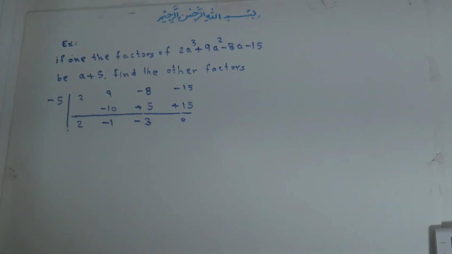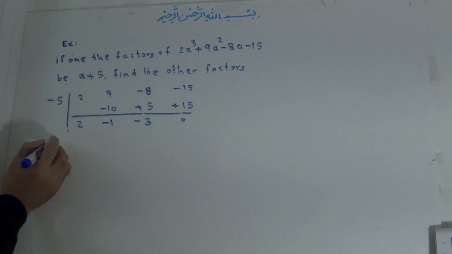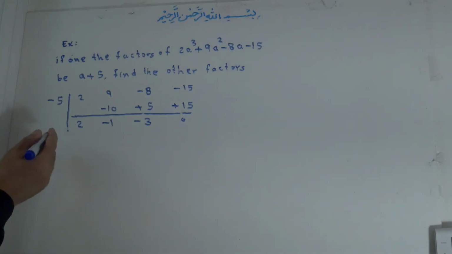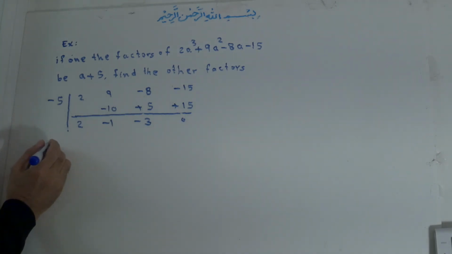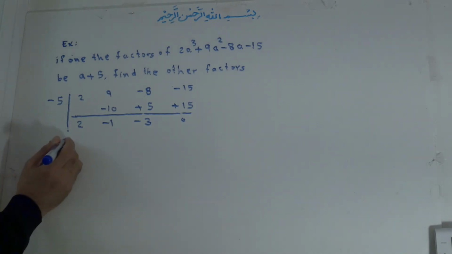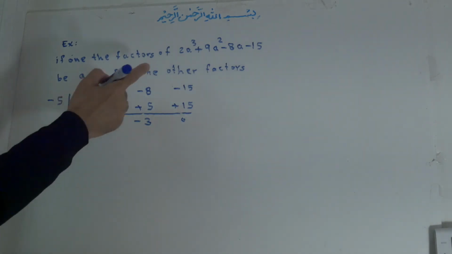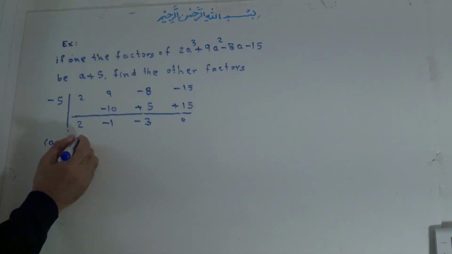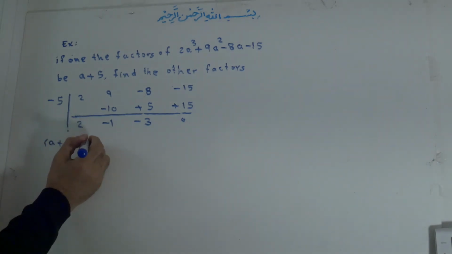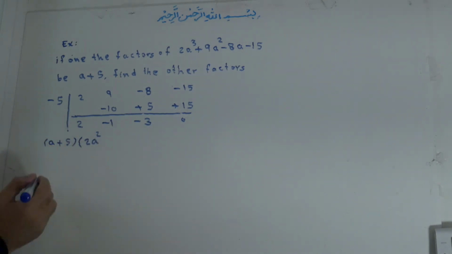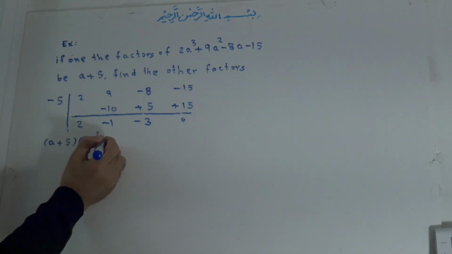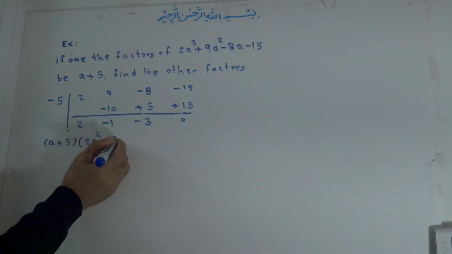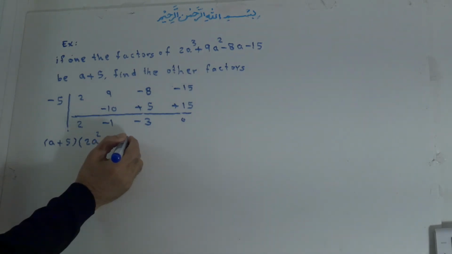Now we can write this one as a 2 factor. One factor is a plus 5, because this is a to the power of 1 and there is to the power of 3, 3 minus 1 is 2. So the first one is 2a to the power of 2, plus 2 plus 1 is 3, minus a, and minus 3.